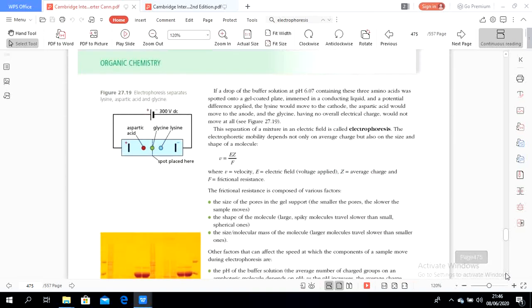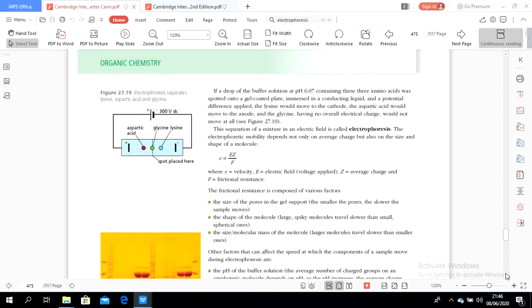Next, if a drop of buffer solution at pH 6.07 containing these three amino acids was spotted onto a gel-coated plate immersed in a conducting liquid and a potential difference applied, the lysine would move to the cathode. Aspartic acid would move to the anode.